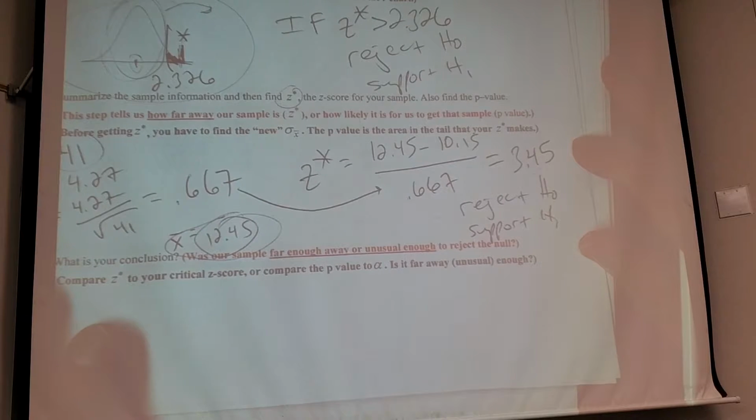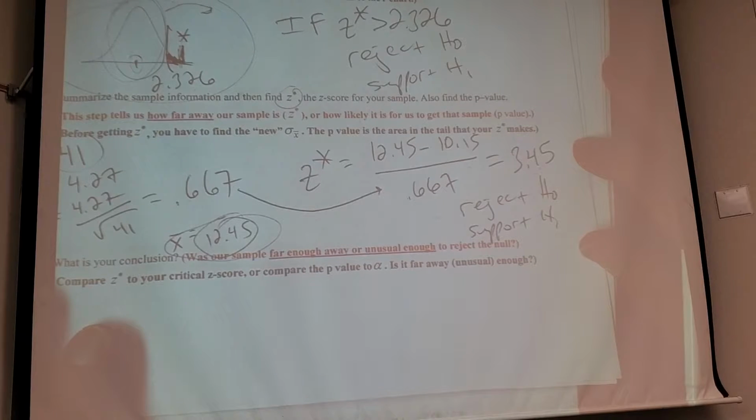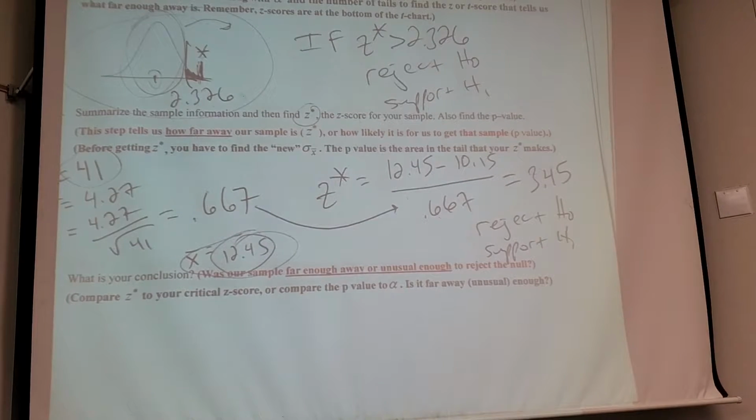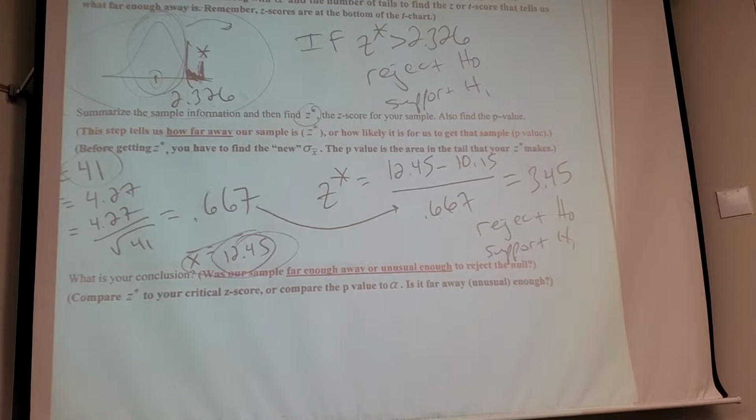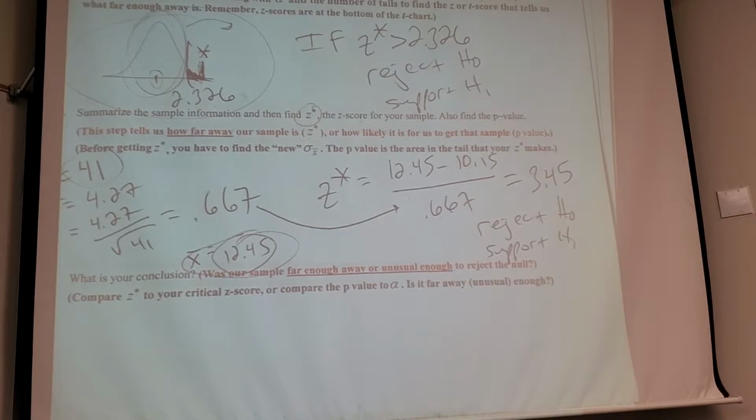Will there ever be an instance where you reject the alternate? No. Because you're using the alternate to figure it out. There are two things that can happen. You can either find enough evidence to reject the null.